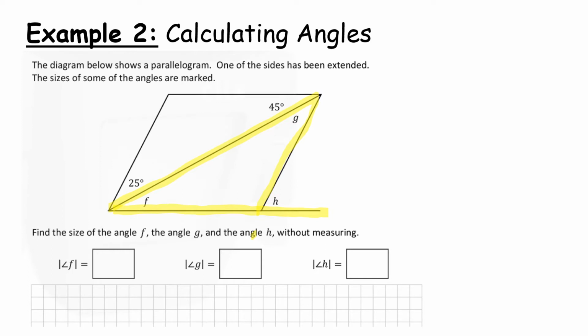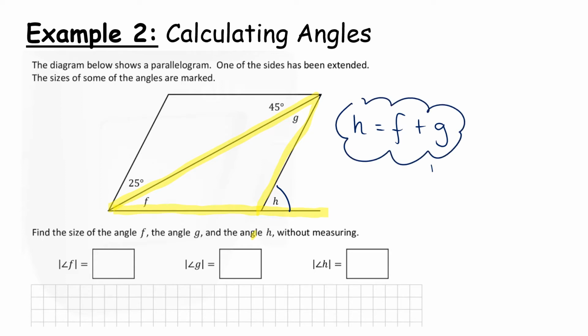So the first thing I'm going to note is this. I know that h is the external angle, so I know h is going to equal f plus g. We just talked about that. So if I could work out f and I could work out g, then I'll be able to add them together to get h. But first I need to figure out what is f and what is g.